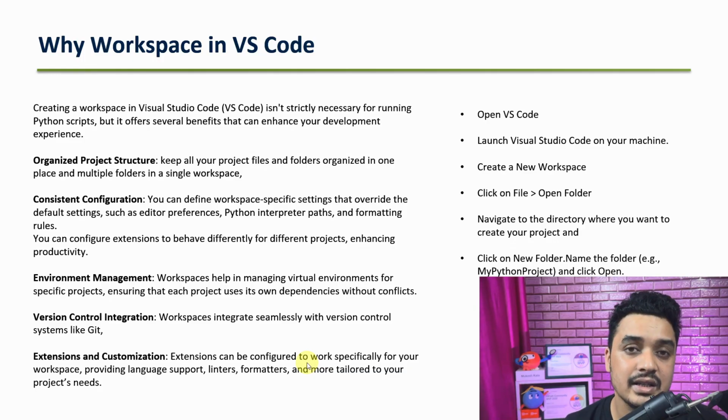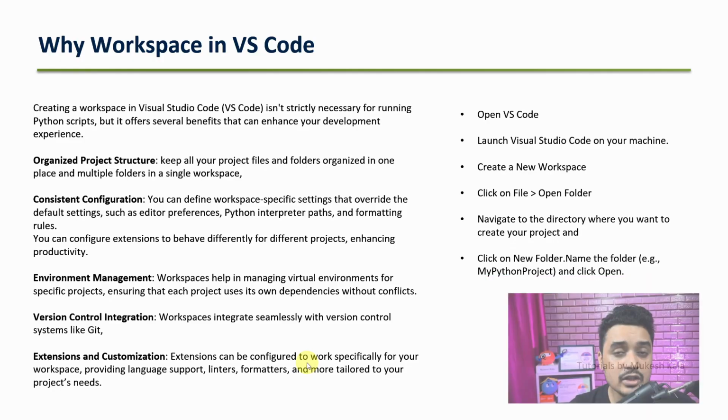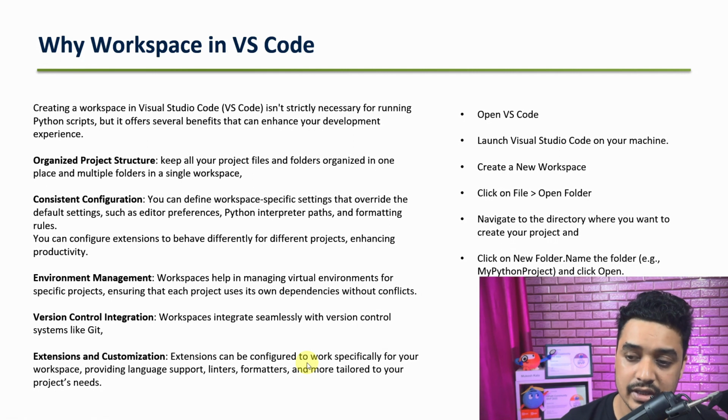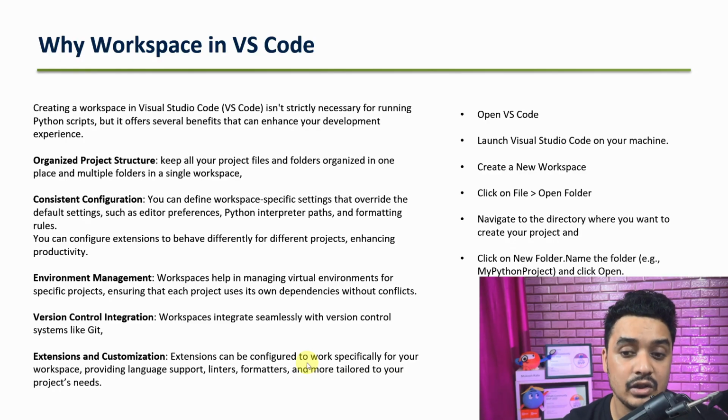The third thing mentioned in the slide is environment management, which means that you can manage virtual environments for specific projects. A project can have its own dependencies, and projects do not conflict with other projects. The next one is version control, which means that it's easy if you want to use version control like Git, SVN or TFS. And lastly, for extensions and customizations, extensions can be configured to work specifically for your workspace, providing language support, formatters, and more tailored to your project's needs, right?